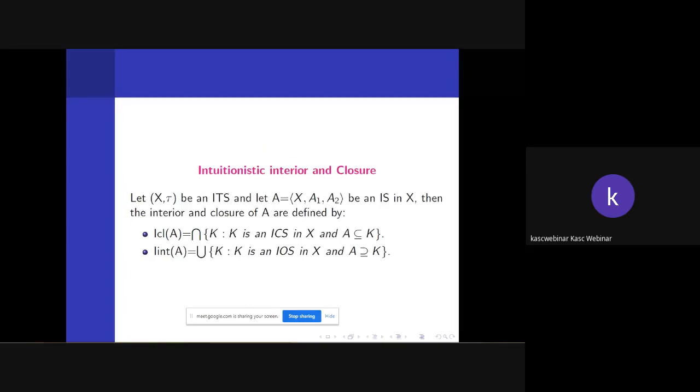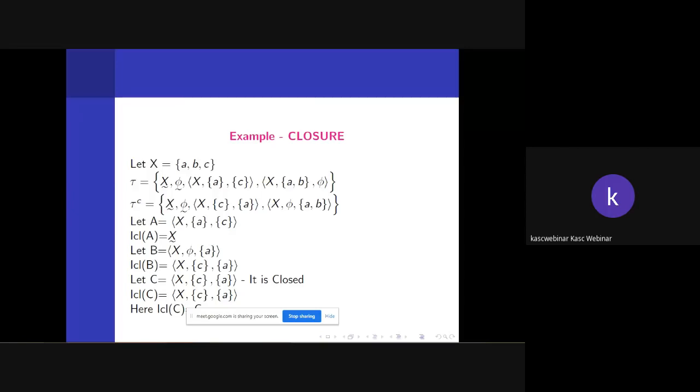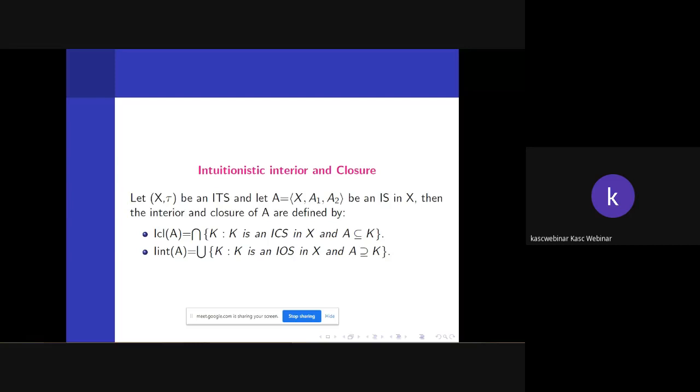So intuitionistic interior and closure, as usual, we are considering the open set to find the interior, and closed set for finding the closure. The only difference is we are considering the intuitionistic sets. So to find the closure, X is ABC, you have a collection tau closed, that is the closed set. A is X, A, and C, an intuitionistic set, and we find the closure. So intuitionistic closure is the intersection of the collection of sets that contain the set A. So that is the closure.